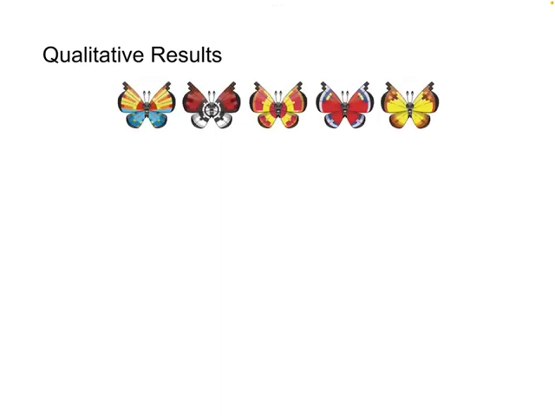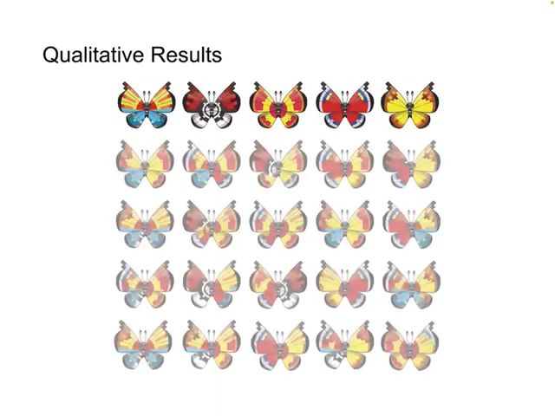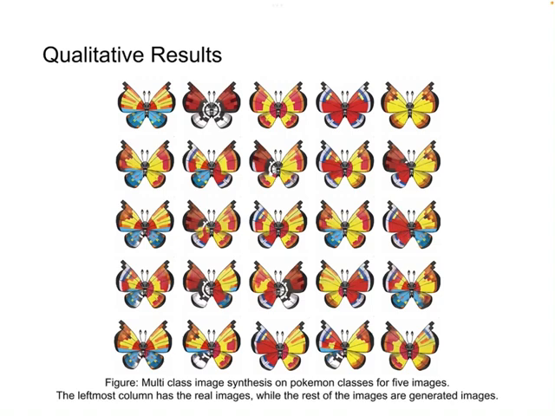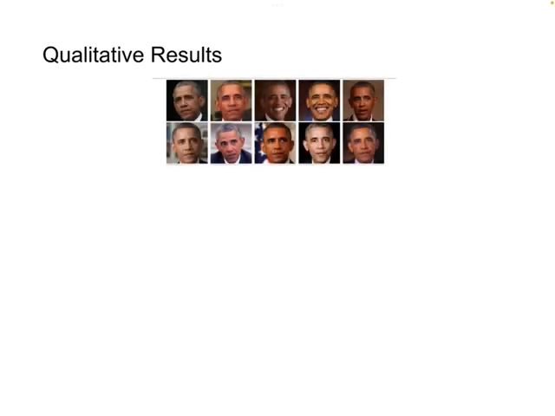Here we visualize the results of multi-class image synthesis on Pokemon classes for 4 images. The top row has the real images, while the rest of the images are generated ones.